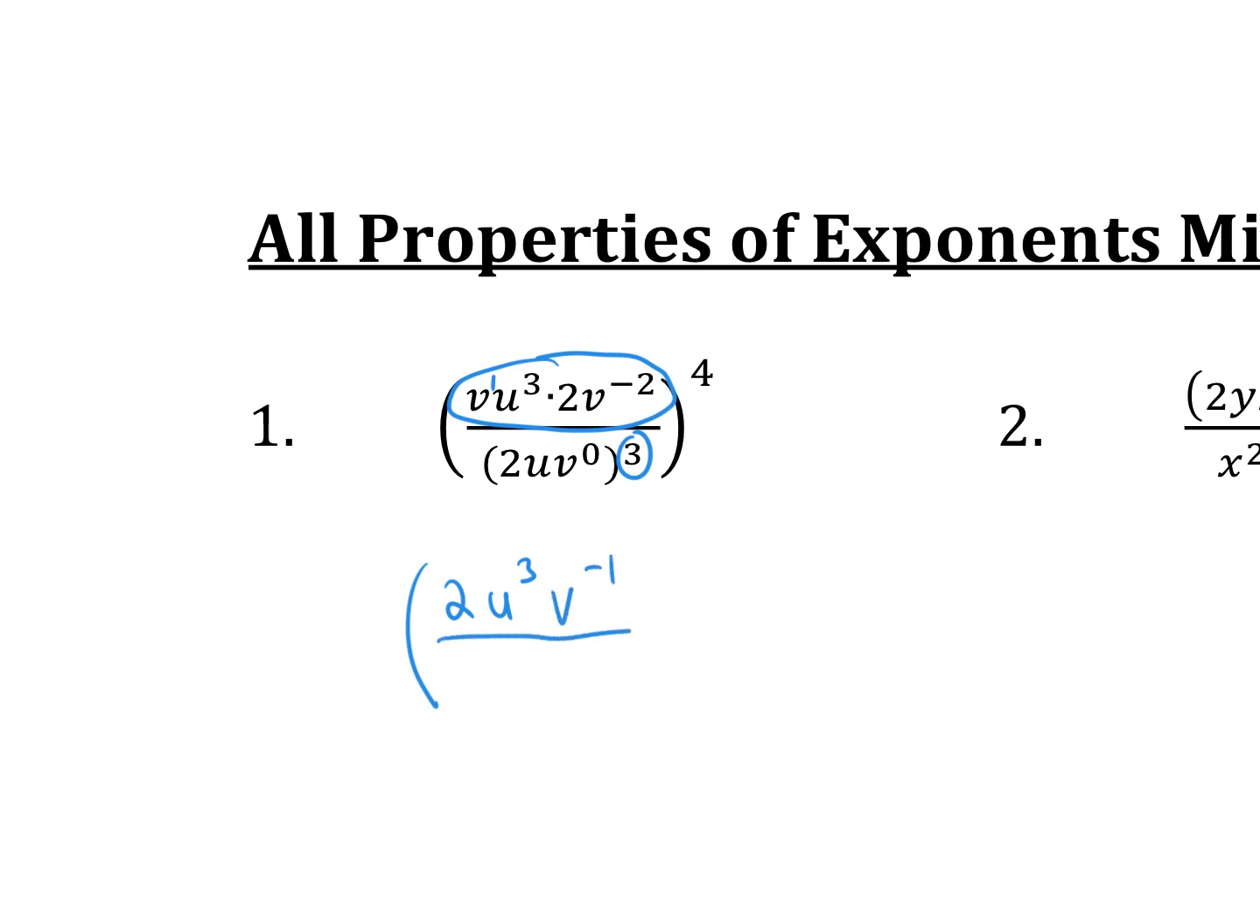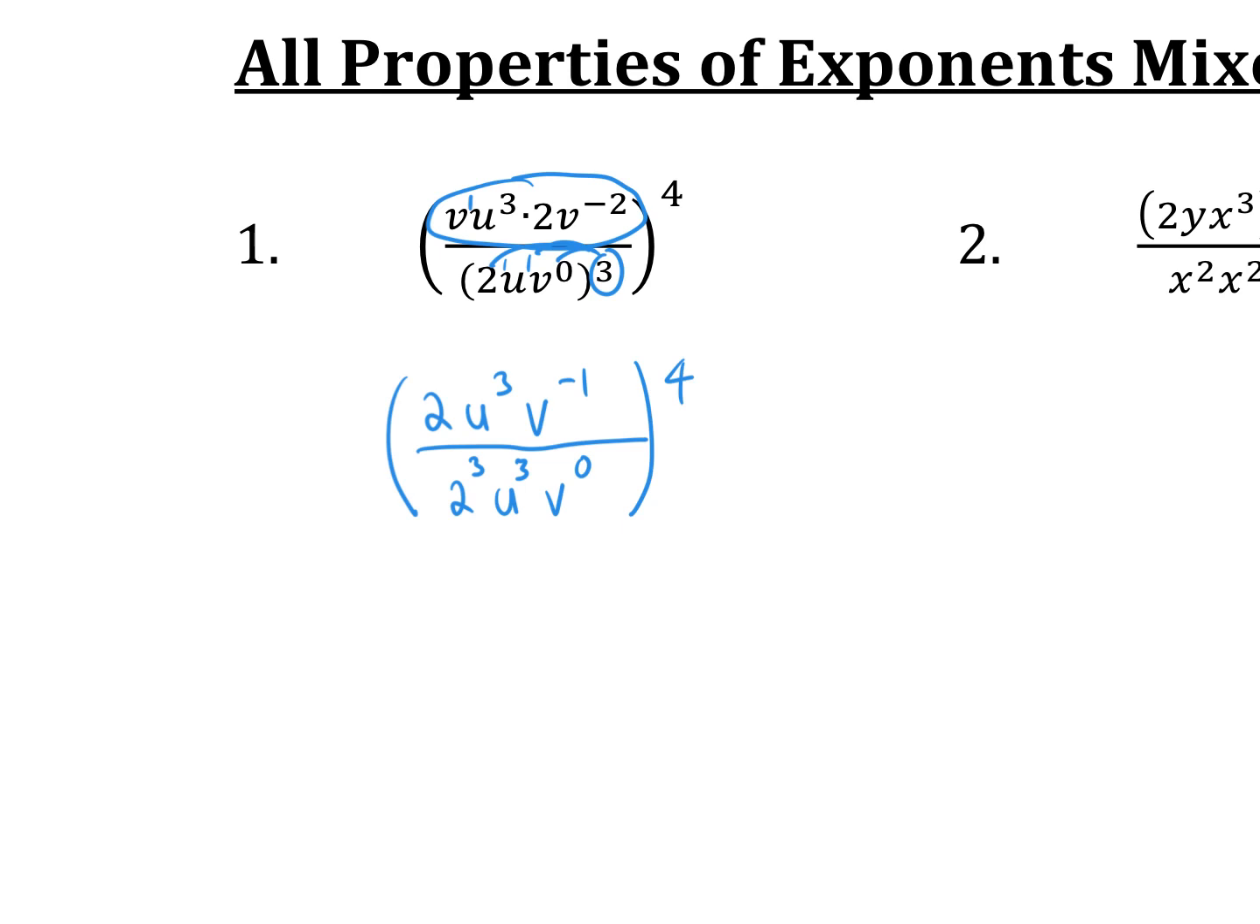Okay? Over, then we're going to apply this 3 to everything in the parentheses here. These are all to the first power. We're going to apply the 3 to everything in there. So we have 2 to the 1 times 3 is 2 to the third. Then we have u to the third, 1 times 3. We have v to the 0 still because it's 0 times 3. And we keep the 4 out here, okay? All right.